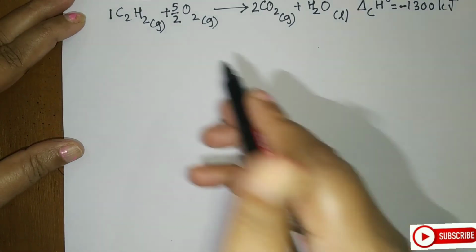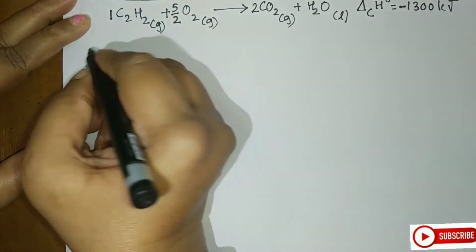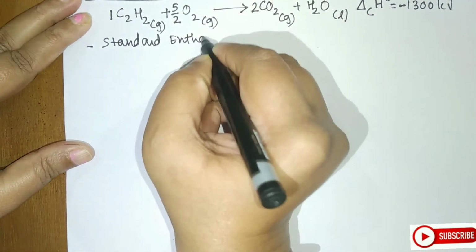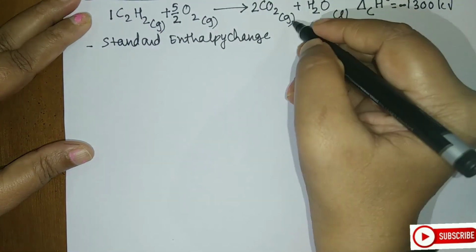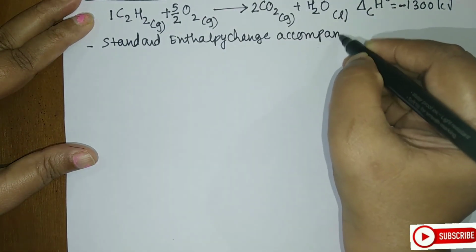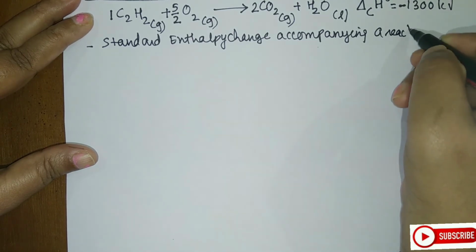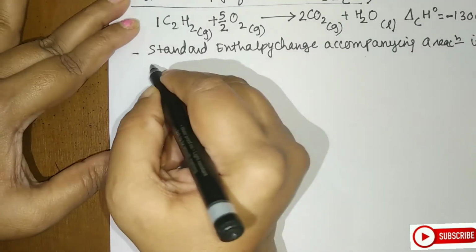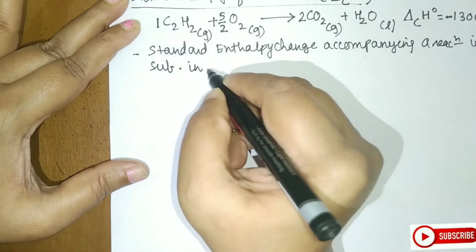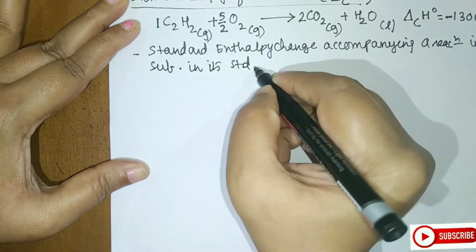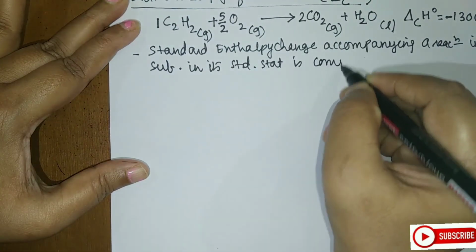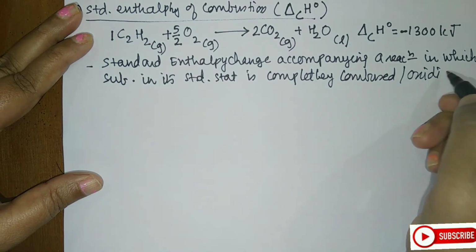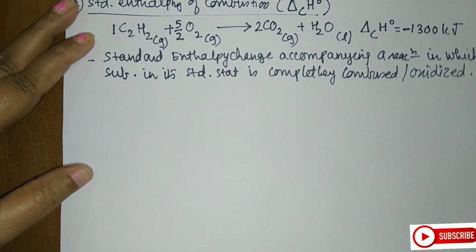So how to create the definition? The standard enthalpy of combustion of any substance, how you will define this, is the standard enthalpy change accompanying a reaction in which 1 mole of a substance in its standard state is completely combusted, or you can use the word oxidized. So this is what the standard enthalpy of combustion is.